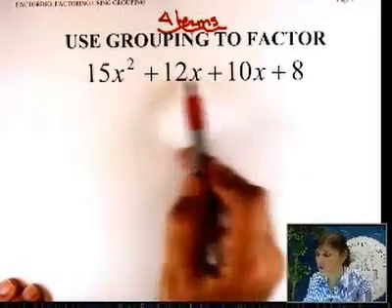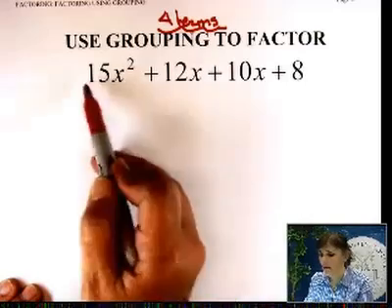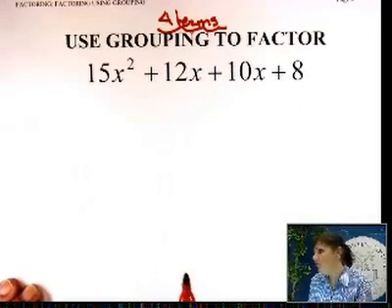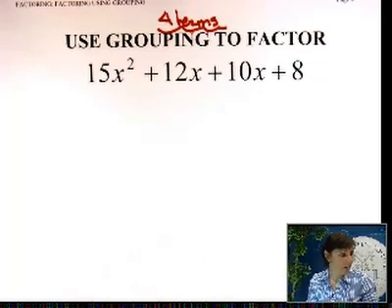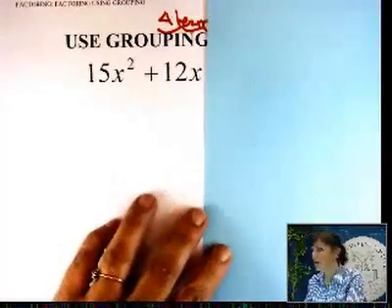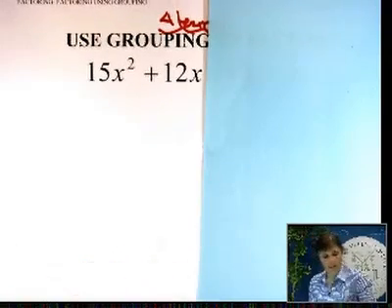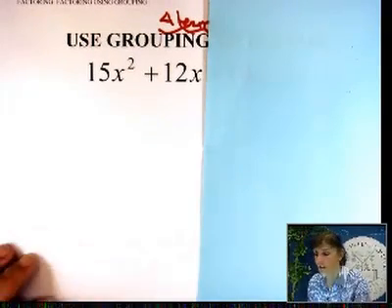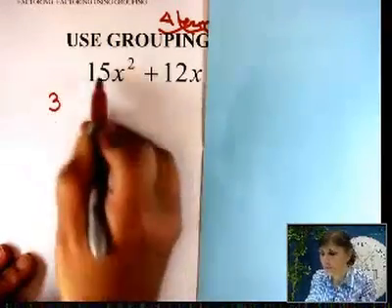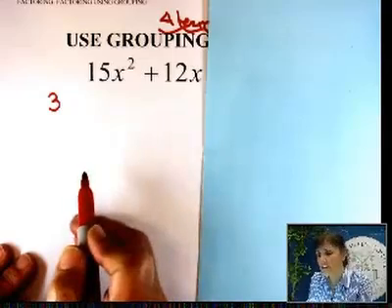It looks like x is repeating, but it's not repeating here. And I may have a 3 repeating here, but it's not repeating there. So ignore one and then work with the other one. You close this and you look at it. What can I take out from 15x squared and 12x? I can take out a 3 because 3 is repeating, and the other thing I can take out is an x.